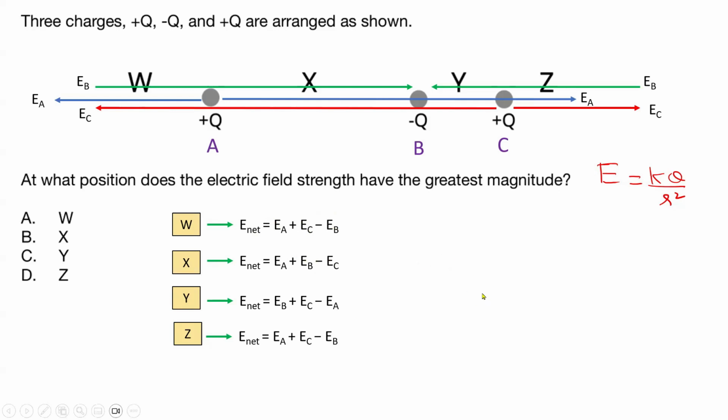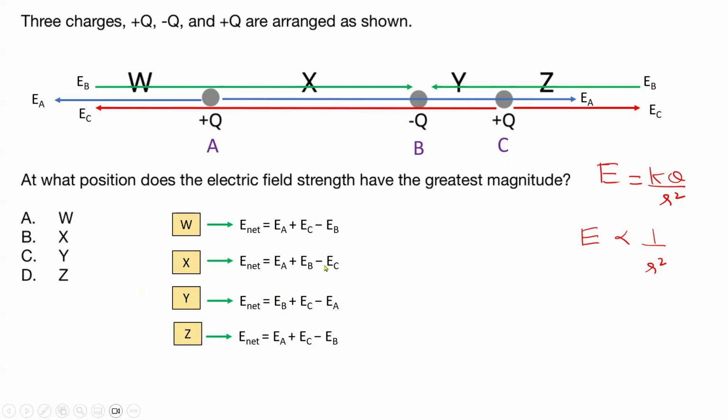Now we have to employ some basic logic. Electric field is given by kq by r squared, so electric field is inversely proportional to r squared. Hence, if you have a point which is very close to the charge, electric field will be highest. Out of all these points, you can see point Y is closest to point B and point C. In option C, which is Y, you have EB and EC both positive and EA negative. Point Y, B and C are closest and A is quite far apart. So EB and EC will have a large value of electric field.